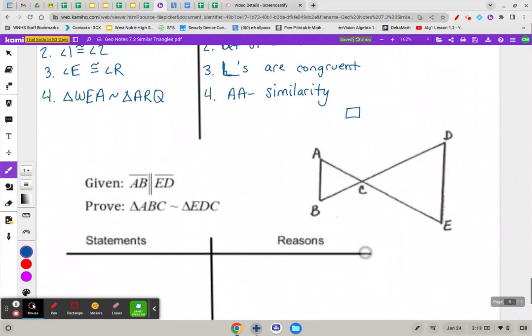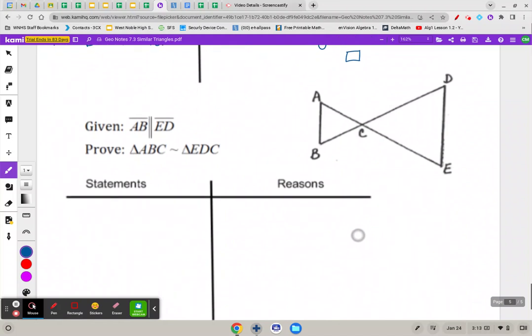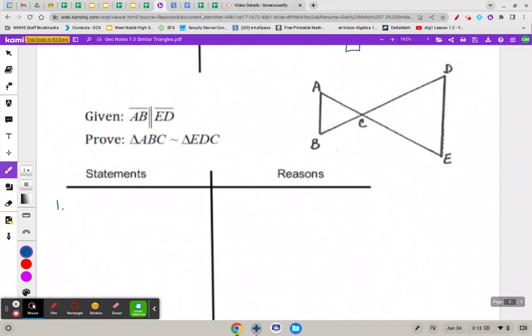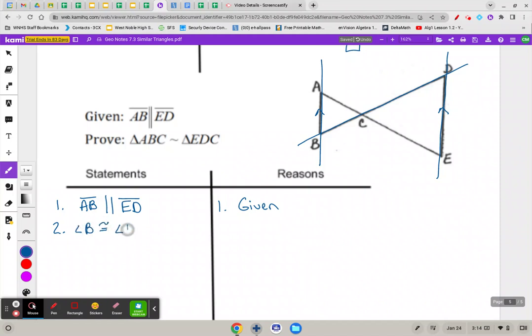The next one, I think this one's actually a little easier. We start with our given. Segment AB is parallel to segment ED. This is given. So I'm going to mark that. I'm also going to extend these, and add a transversal, because I can. I'm going to say that angle B is congruent to angle D. They are, because of alternate interior angles.